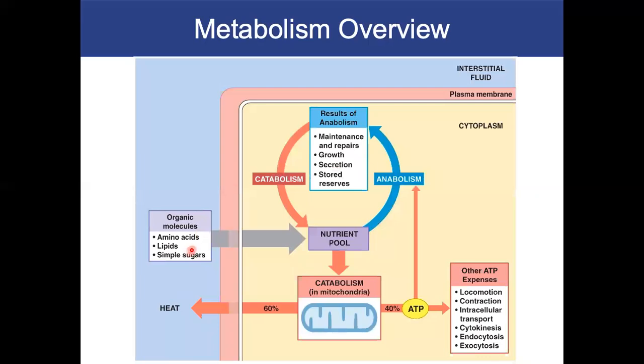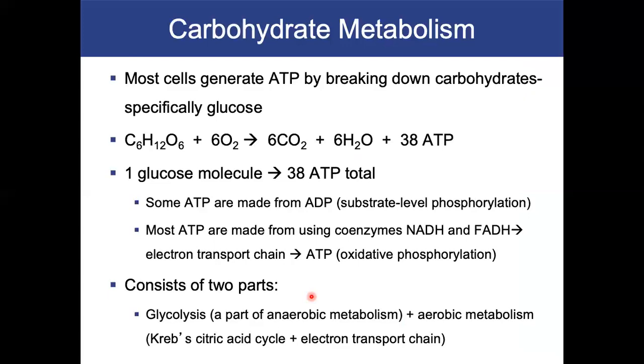So here is a different picture. So these guys are going to get used for nutrient pool. You can use them for building up stuff and repairing, or you can break them down for a nutrient pool for catabolism to go into the mitochondria and make energy. 40% of that is going to be made as ATP. You can use ATP for all of these. 60% is going to get lost as heat. So this is actually where we produce heat at the molecular level.